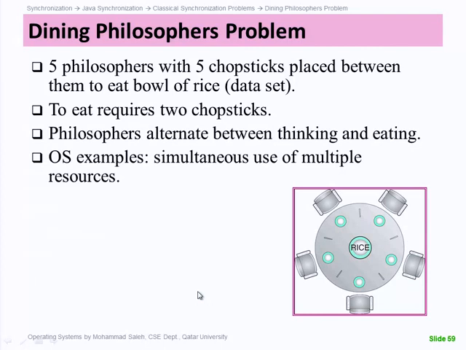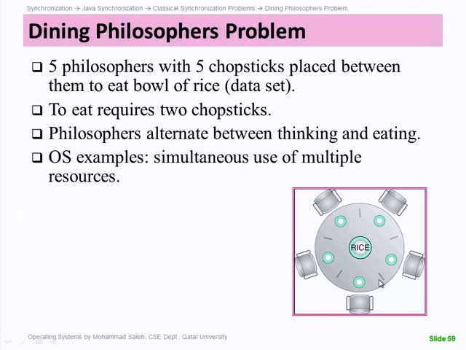However, a philosopher needs 2 chopsticks to eat rice, right? Now, if you look at the number of philosophers and the number of chopsticks, they are equal, right? Now, if we give them IDs, for this philosopher to start eating, it should have access to this and this. It must hold 2 chopsticks, the one to the left and the one to the right. So this is the specification of the problem scenario.